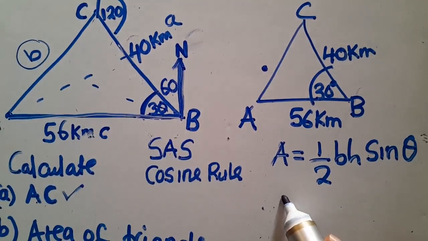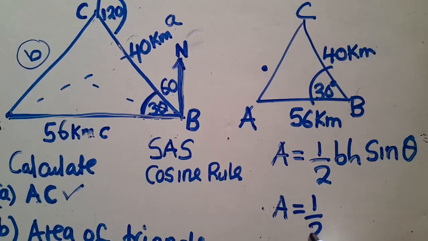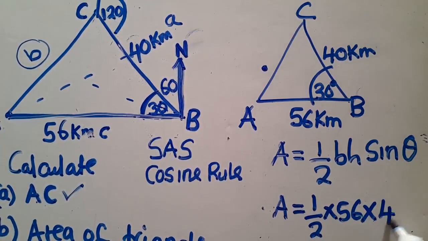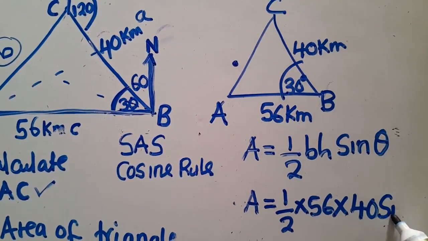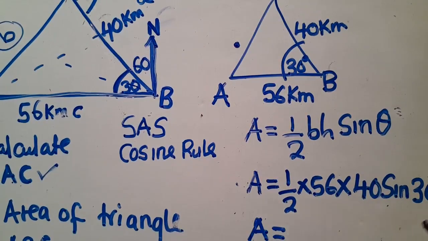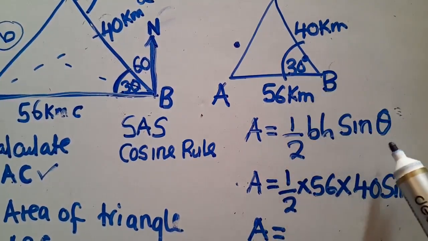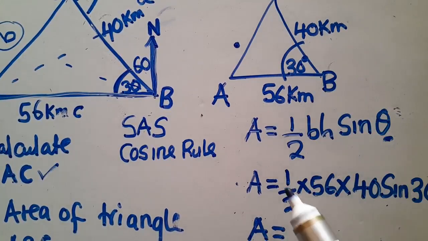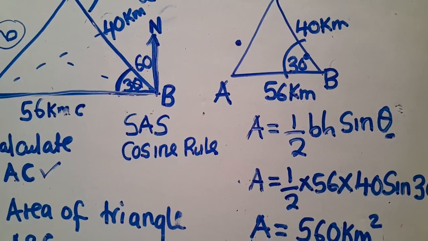So what you're going to do now is that area is equal to half times, what is B? You just say 56 times 40, like this. Then you say sine the angle, which is 30. Then what is your answer there? Finally, what answer are you getting? You know that B and H are the two sides that are putting this theta in the middle. So I always tell you 1 over 2 is just the same as 0.5 times 56 times 40 sine 30. What answer are we getting? We are getting 560 kilometers squared. This is your answer.